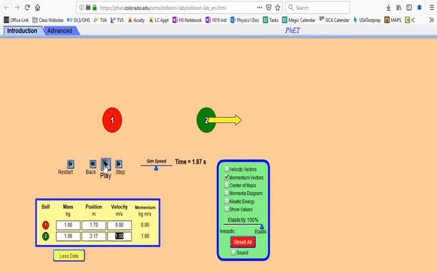Let's see, red stops and green takes off. Notice the size of the yellow vector for momentum. It's the same before and after. Over here to the right in the blue box again, the total momentum before the collision is 1. And not surprisingly, because of the conservation of momentum, the total momentum afterwards is also 1. All of the momentum gets transferred from 1 to 2. You can play with other numbers.